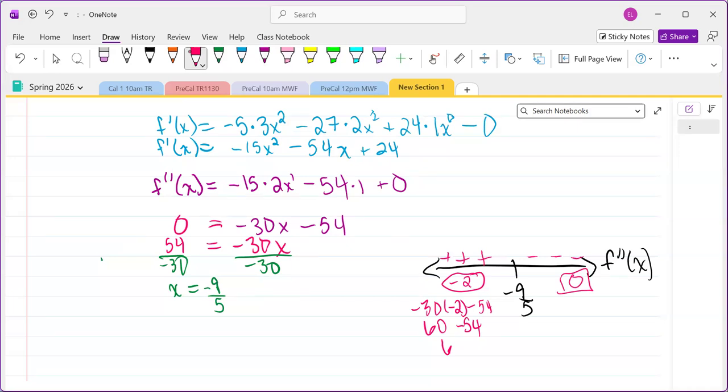Now, I don't like just leaving my number lines with the pluses and minuses, because to me it looks exactly the same as the first derivative. So I always go back and add the extra step of labeling the second derivative line. This is my concave up region, and my negatives are concave down.